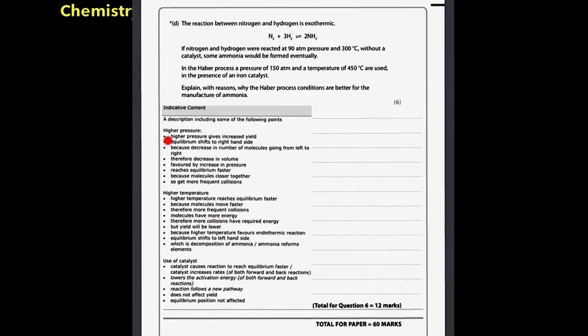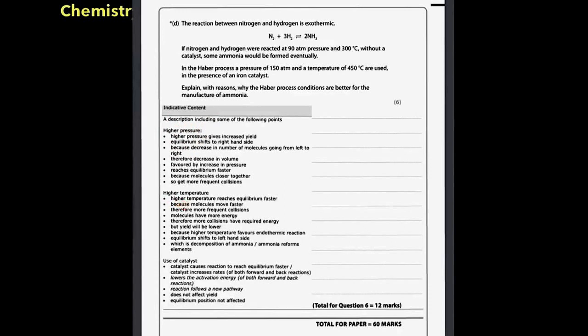So, higher pressure. High pressure gives increased yield. Equilibrium shifts to the right-hand side because there is a decrease in the number of molecules going from left to right. Therefore, a decrease in volume is favored by the increase in pressure. This reaches equilibrium faster, and you get more molecules closer together, so you get more frequent collisions. So you just need to talk about the higher pressure and what that does. If you know this off by heart, you'll find this question very easy.